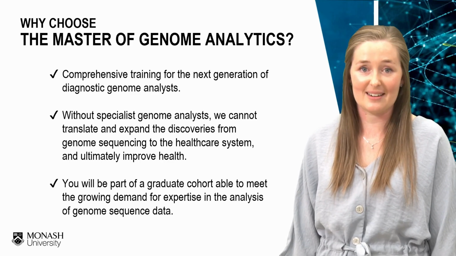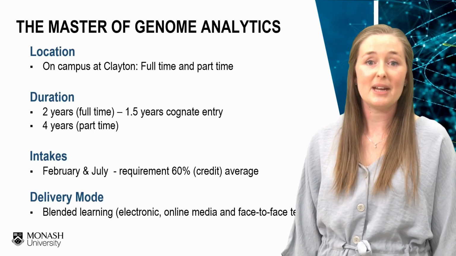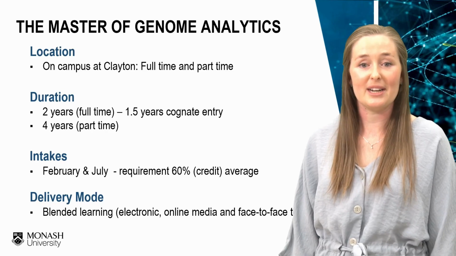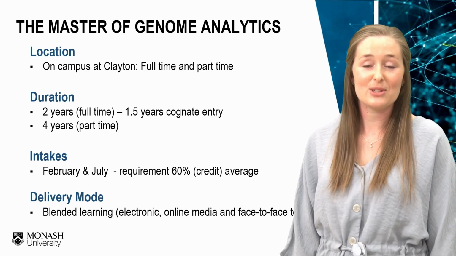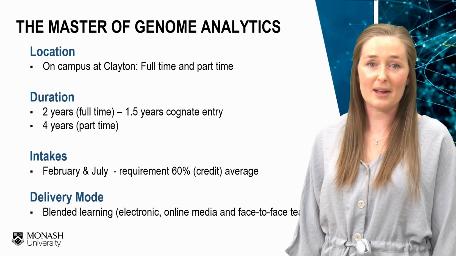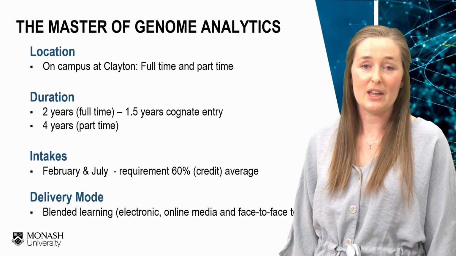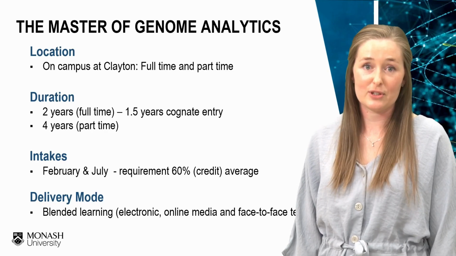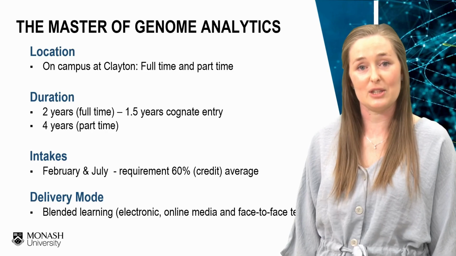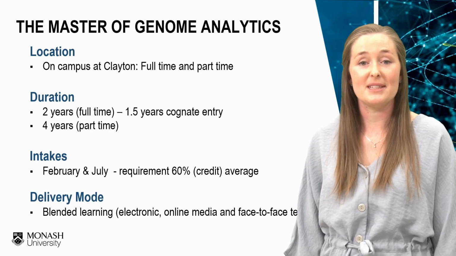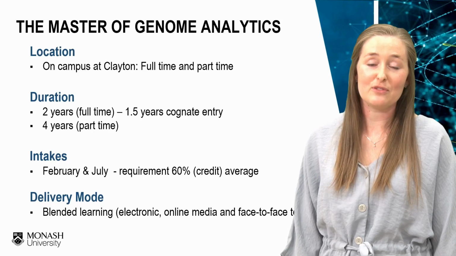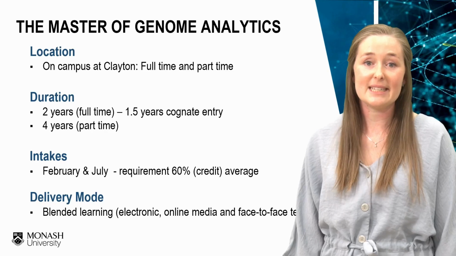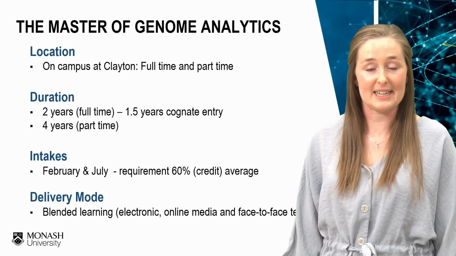The Master of Genome Analytics is run here at Clayton campus at Monash University in Victoria, Australia. The course takes 2 years full-time, but can also be taken part-time, where it would take 4 years. For those students with a background in genetics and genomics, we offer a fast-track version of the course which takes 1.5 years to complete. So those students commence in February, whereas the students taking the full 2-year version of the course commence in July. The requirement for the course is a 60% or credit average in your prior studies.